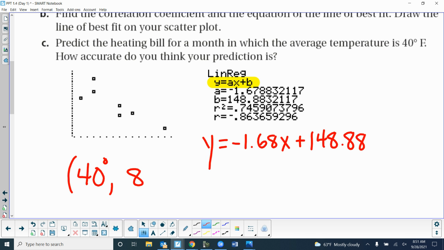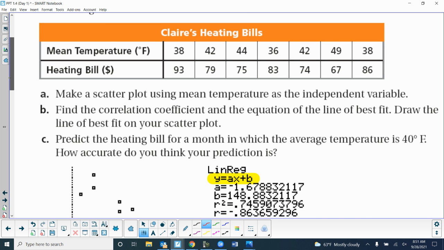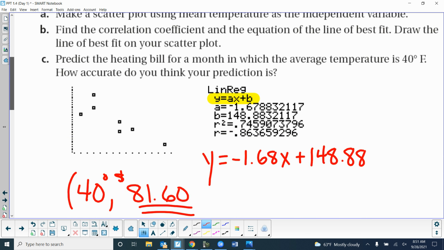Degrees. What's 81.6 telling me? Come on, talk to me. How much the cost is for the month, right? 40 is the temperature. The 81.6 is how much it costs. So that's $81.60 would be the monthly bill if the average temperature, or the mean temperature, was 40. Okay?